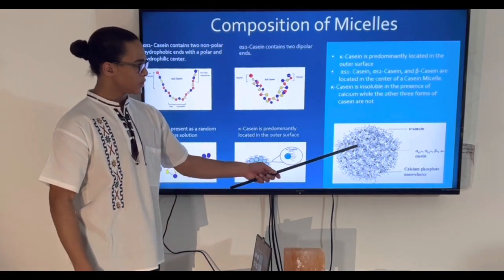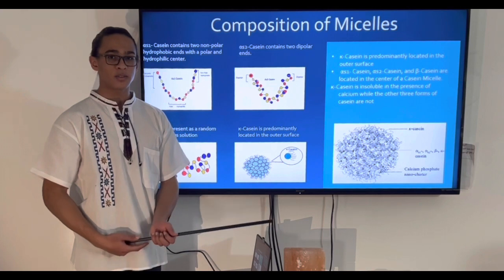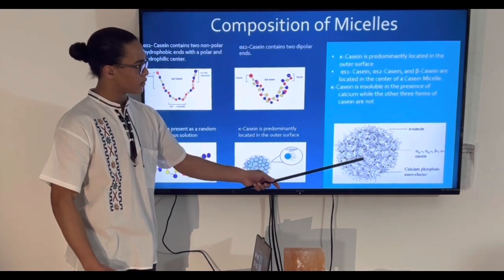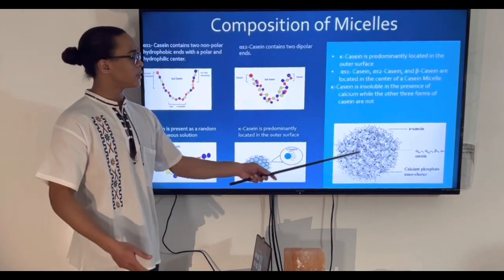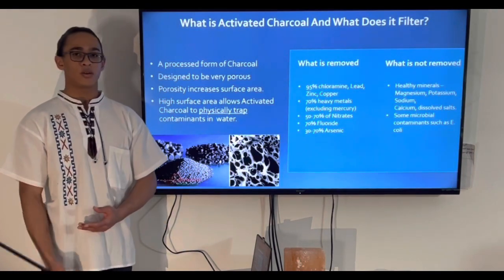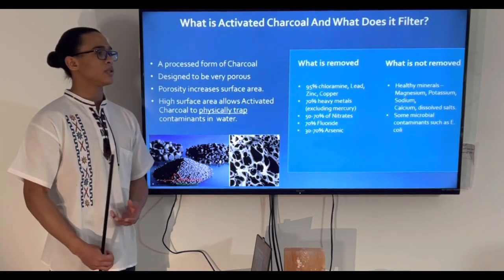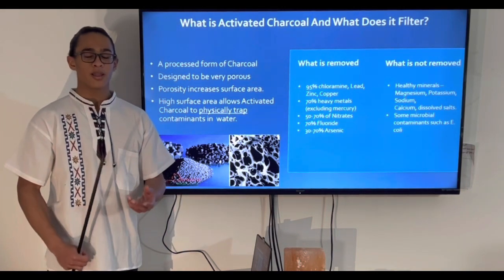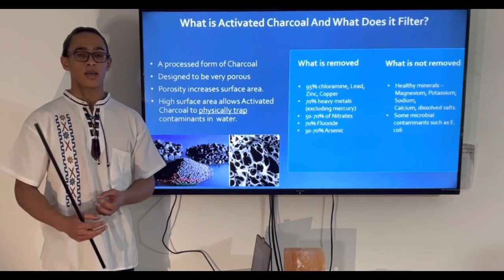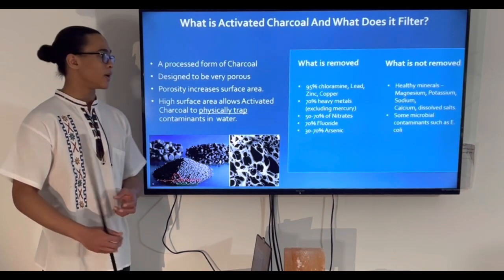The purpose of casein is to entrap calcium phosphate inside of milk, so each of these clusters you see are trapped calcium phosphate inside of an entire casein micelle. What is activated charcoal? Activated charcoal is essentially charcoal that has an increased porosity through the use of acids to eat away and increase the surface area.